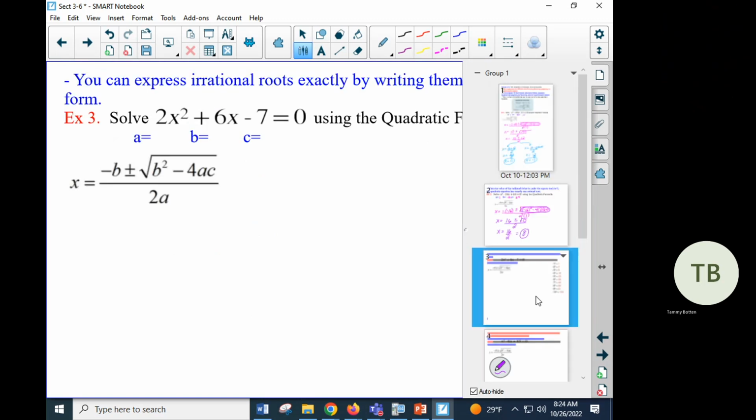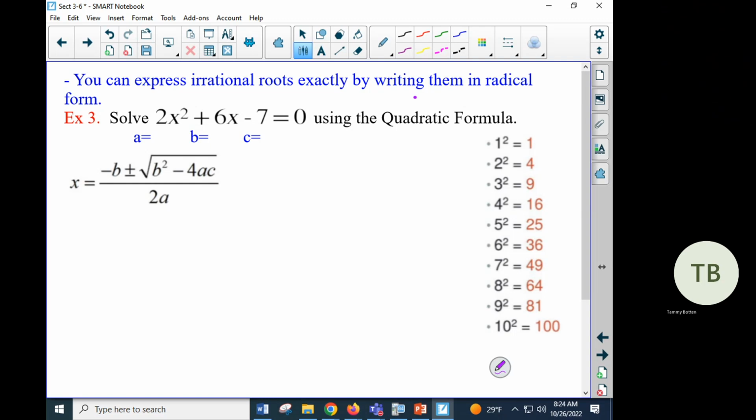Then let's look here. Now, if you remember yesterday when we were completing the square, we had to divide everything by 2 if there was a 2 in front of the x squared. But with quadratic formula, you don't have to do that. So when you look here, first thing we can say is A is 2, B is 6, C is negative 7. Okay. And now I'm going to substitute those in.